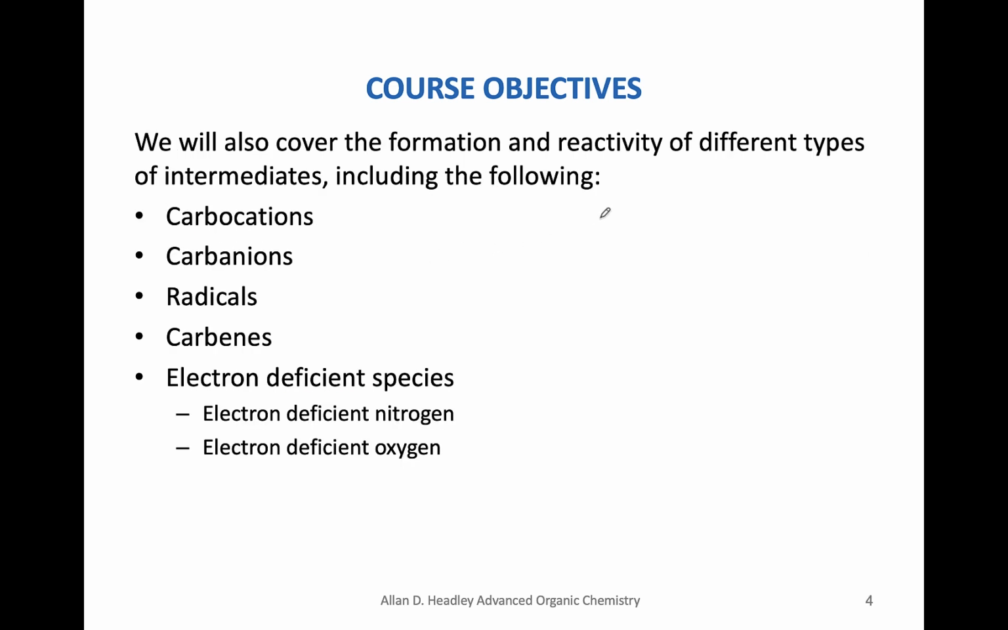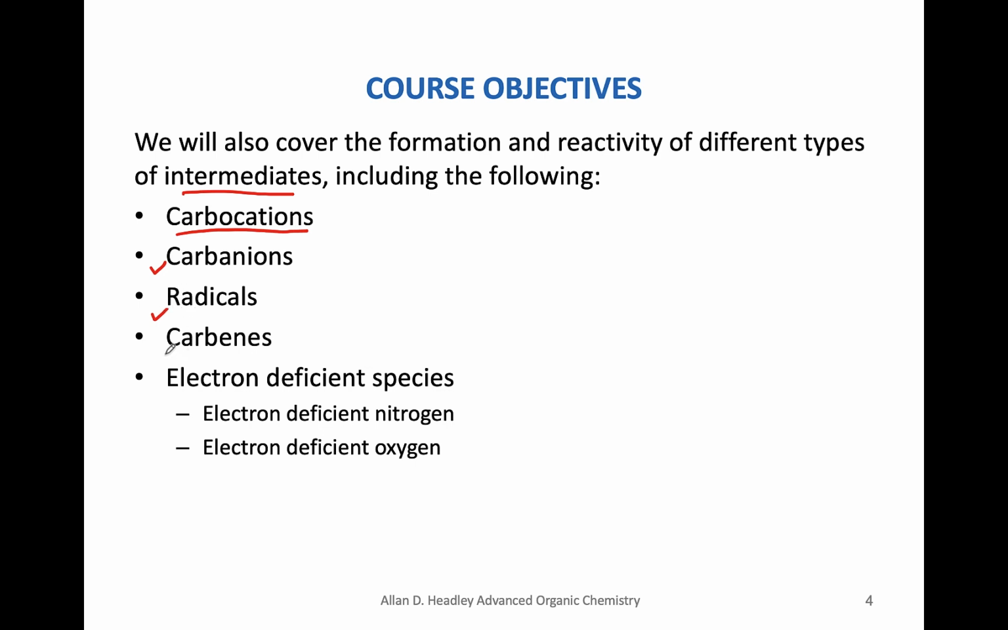We will also cover the formation and reactivity of different types of intermediates. The intermediates that we'll be concentrating on in this course include carbocations. We know what those are. Those are carbons that have positive charge. We'll also look at carbanions. Those are carbons with a negative charge, with an unshared pair of electrons. We'll also look at radicals. Radicals contain carbon with an odd electron.